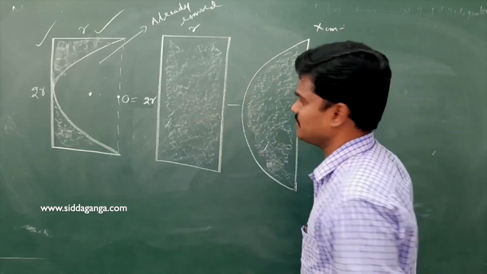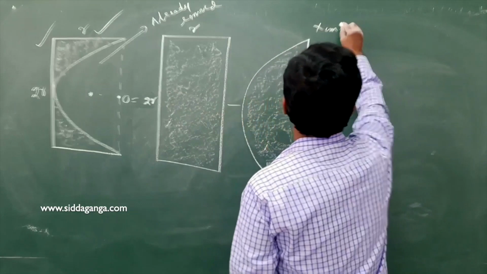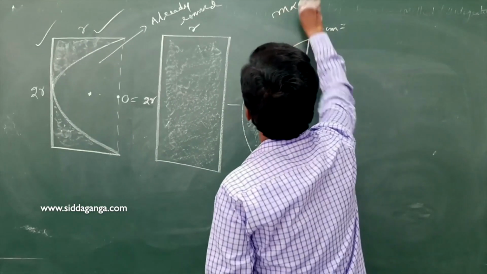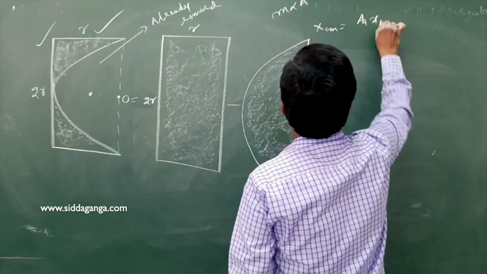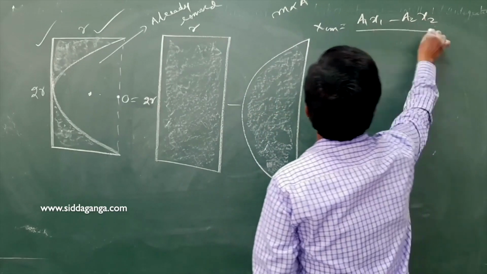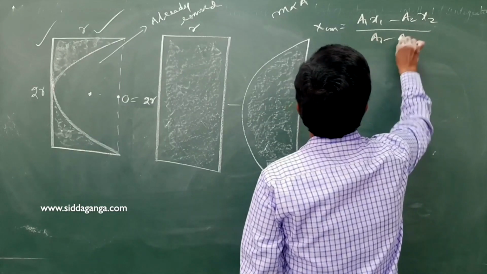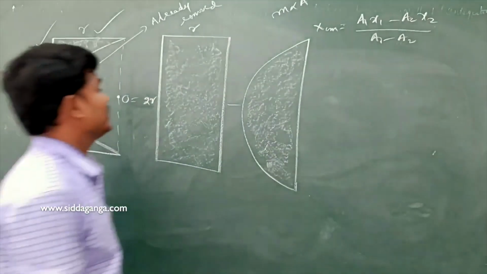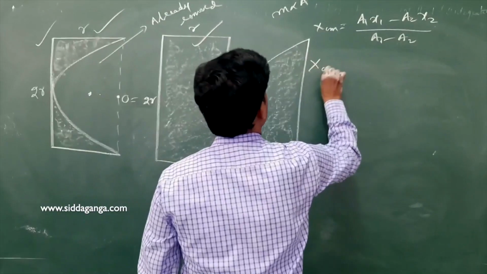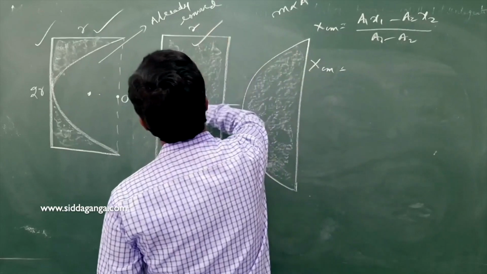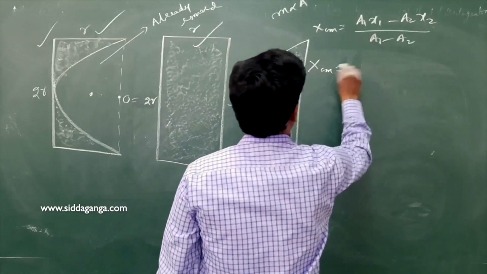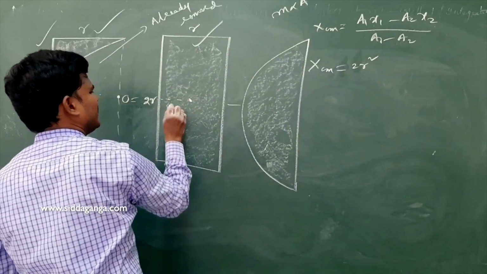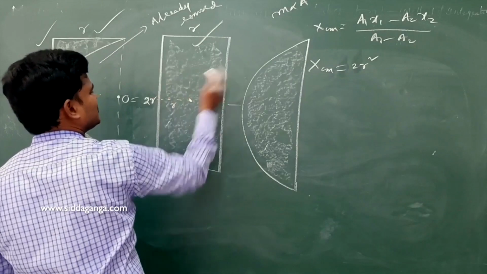So as mass is proportional to area, you can use center of mass, maybe xcm or ycm. Let me take xcm in this direction. xcm = (m1 x1 - m2 x2) / (m1 - m2). Anyhow mass is proportional to area, so better you write (a1 x1 - a2 x2) / (a1 - a2). a1 is the area of this one, side into side, r into 2r, 2r square. x1 is the center of mass of this. If this is r, this is r by 2.